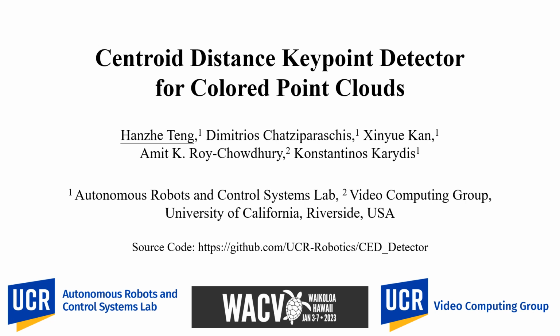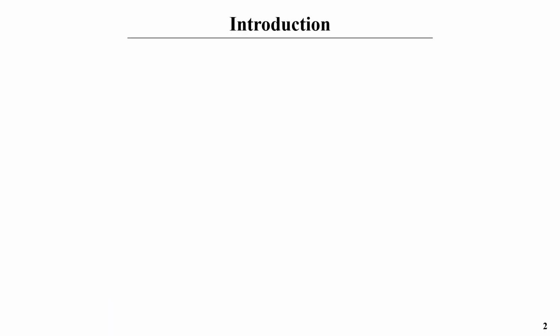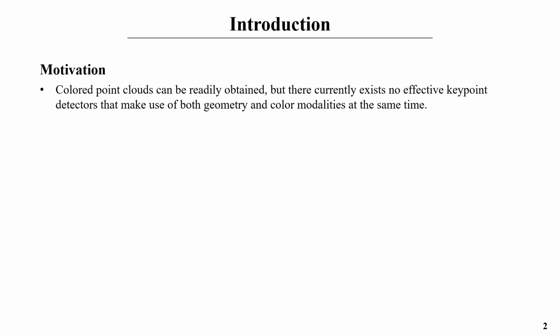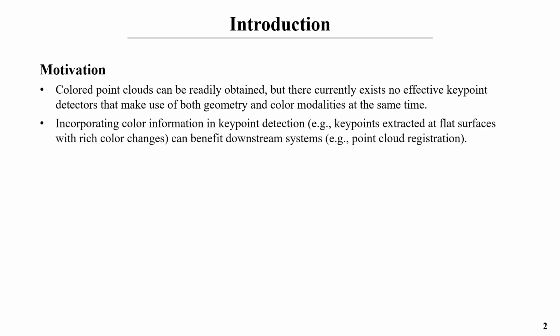In this work, we propose the central distance keypoint detector for color point clouds. The motivation is that even though color point clouds can be easily obtained, there's no effective keypoint detectors to make use of both geometry and color modalities, and we believe that incorporating color information in keypoint detection can benefit the downstream systems that are built on top of it.